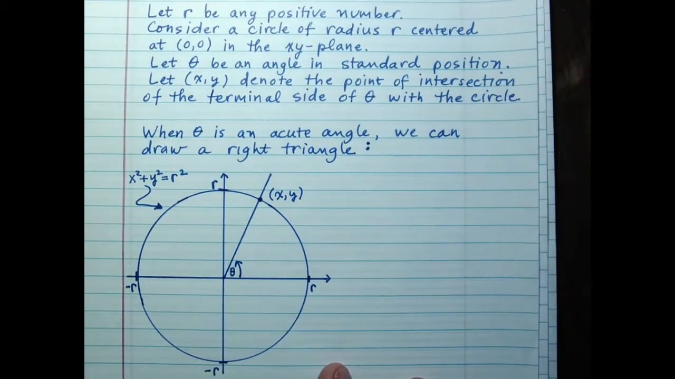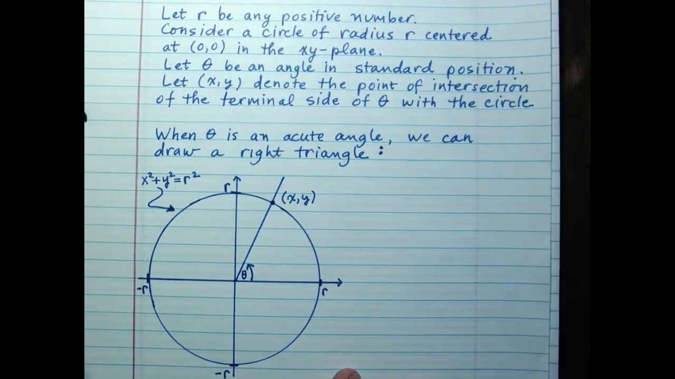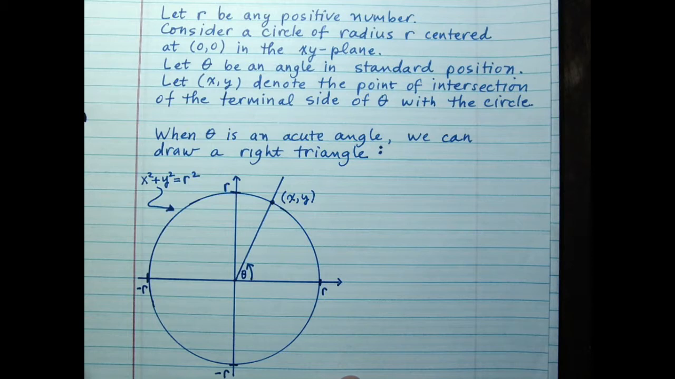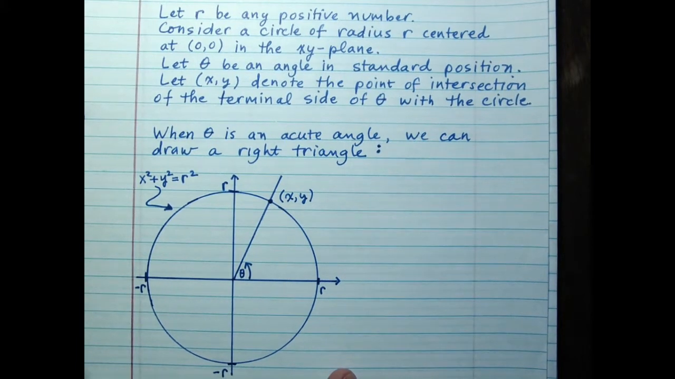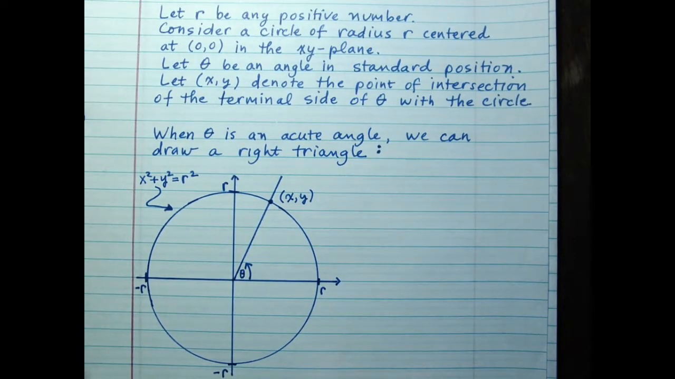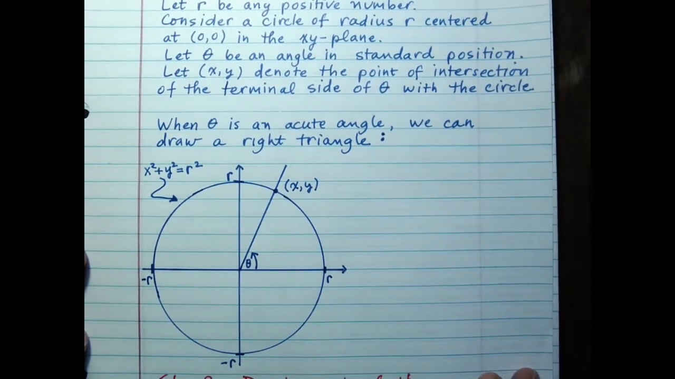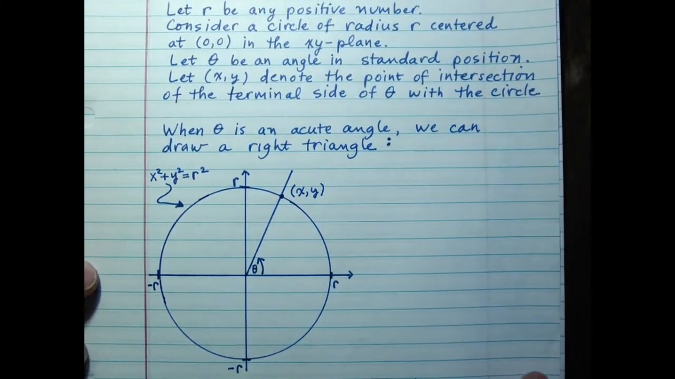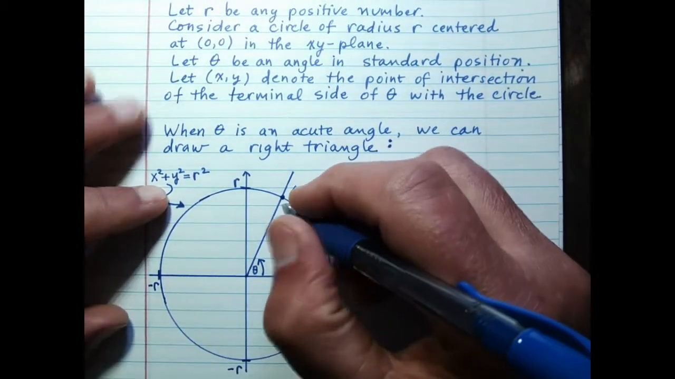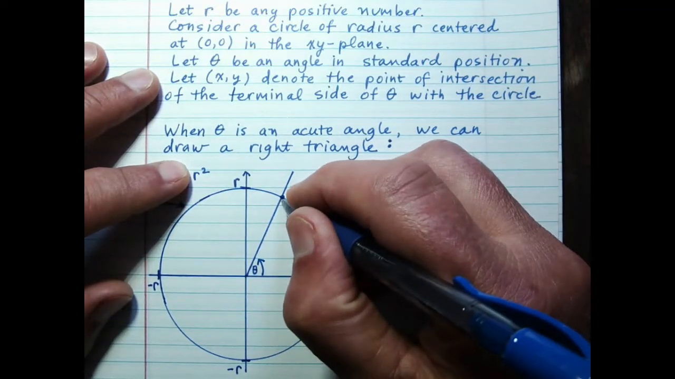Let theta be an angle in standard position. So I've drawn the angle theta there in standard position. And let (x, y) denote the point of intersection of the terminal side of theta with the circle. And in fact, the picture that I've drawn here is the situation when theta is an acute angle. And when we have an acute angle, we can actually draw a right triangle in this picture.